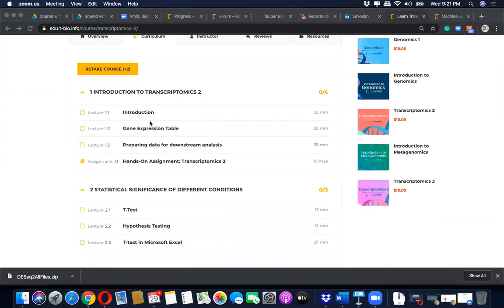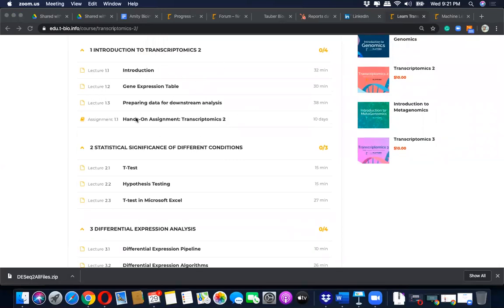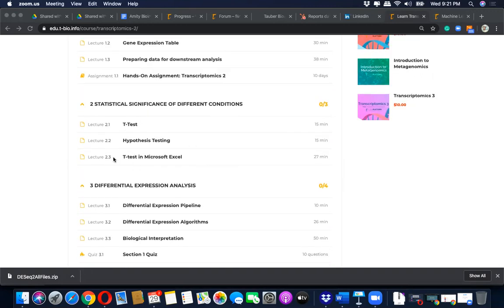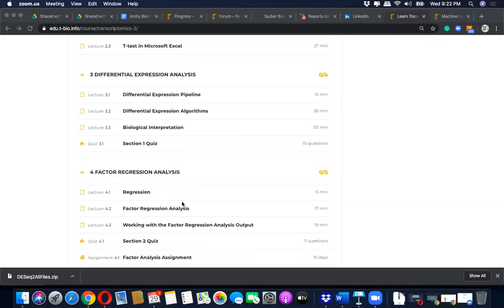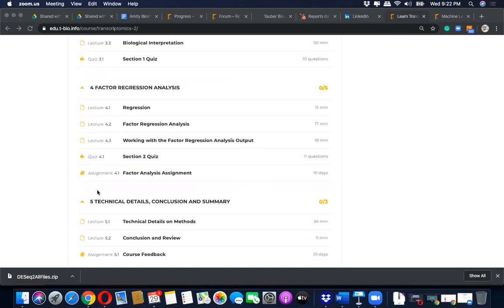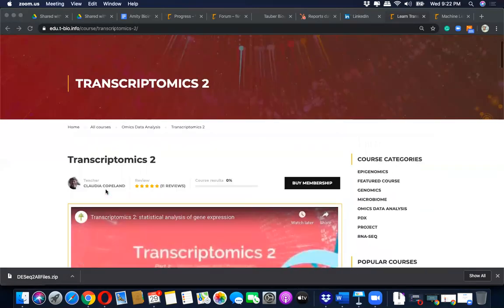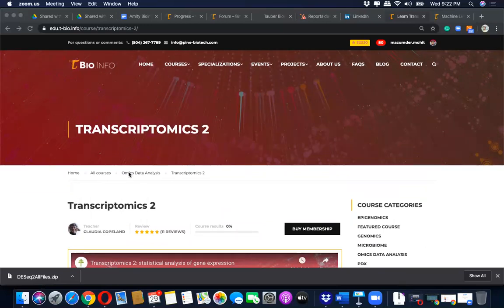Here you will have the gene expression table and downstream analysis, which I talked about. Till here we covered in the last section also. Here we covered this. I was telling you about the t-test in Microsoft Excel that you can do and see the result. And then the differentially expressed pipeline and their algorithms and biological expression. This and factor regression analysis is something that we will cover in the next class, and technical details and conclusion and summary as well. As you see, we are going through our courses in a systematic way so that it all makes sense.